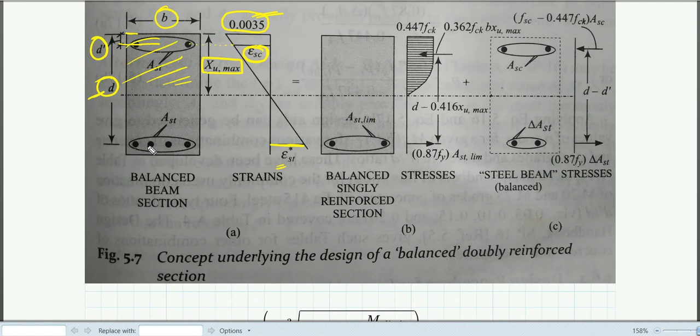Now here, as you can see in the AST, the tension reinforcement, so the sigma ST is not that important. But why is sigma SC more important? Because concrete is going to be present for the whole design, so the strain in the concrete should be the same as the strain in the steel. Otherwise, what happens if the strain in the steel is more than the strain in concrete? The steel is going to come out of the concrete.